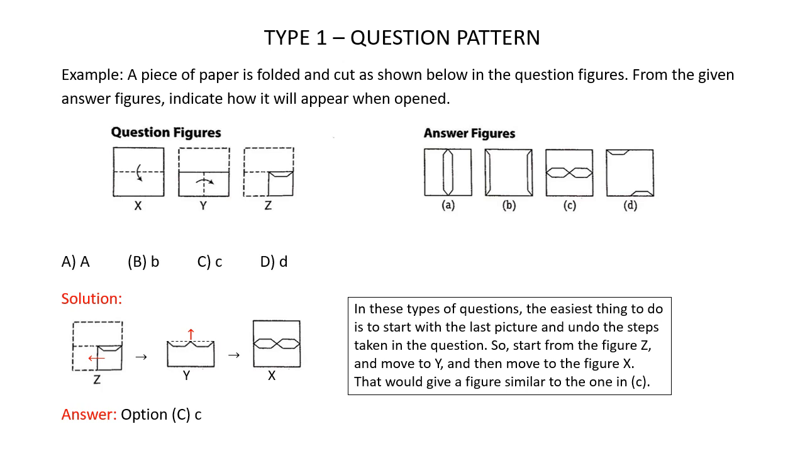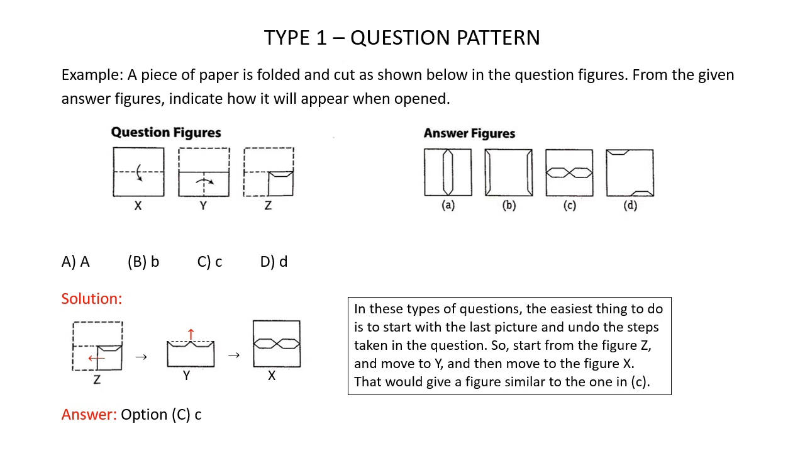Look at this example. A piece of paper is folded and cut as shown below in the question figures. From the given answer figures, indicate how it will appear when opened. You will be given four answer options and you have to find out which of these answer options is the correct one. So here you are given three question figures X, Y and Z which show the order in which the paper is folded and cut.